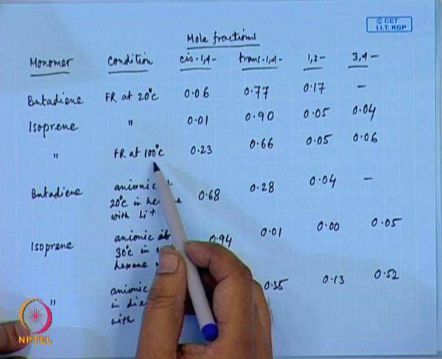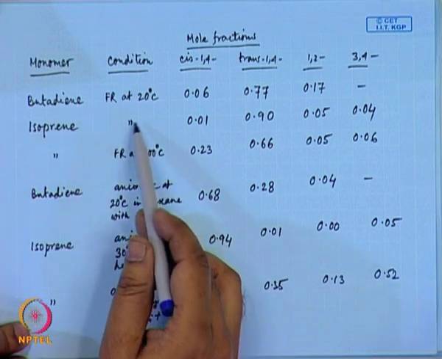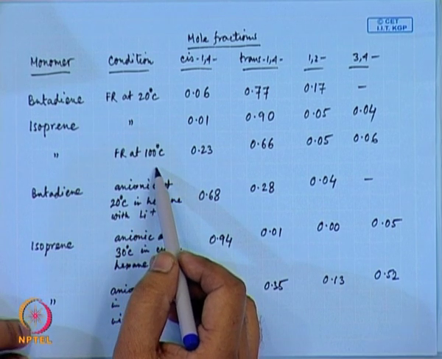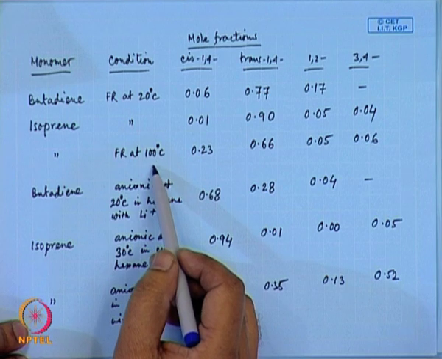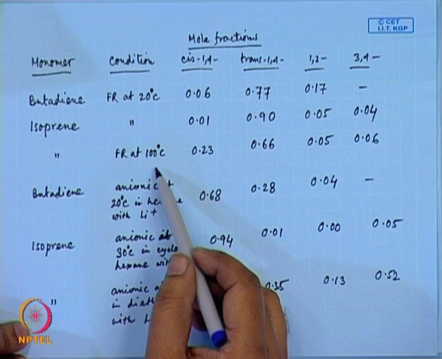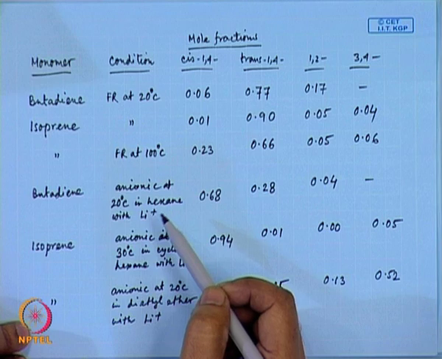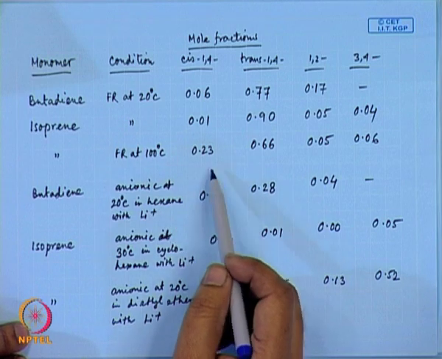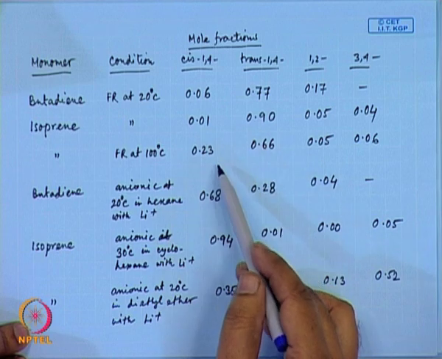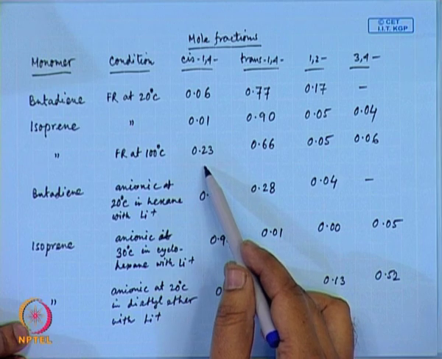Now, if you increase the temperature, compare between these two, isoprene free radical polymerization at 20 degree centigrade and isoprene free radical polymerization at 100 degree centigrade. Obviously, as I explained a few minutes back, if your temperature goes up, the probability of isomerization will be higher. So, there will always be chances of cis and trans forming together. So, obviously, if you compare these two, now there is a significant increase in the cis isomer as well.